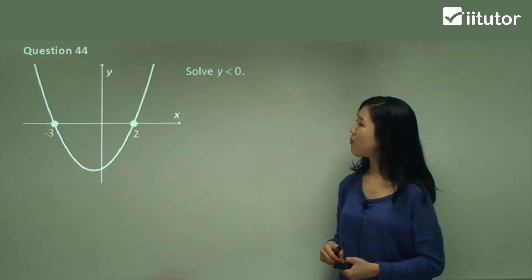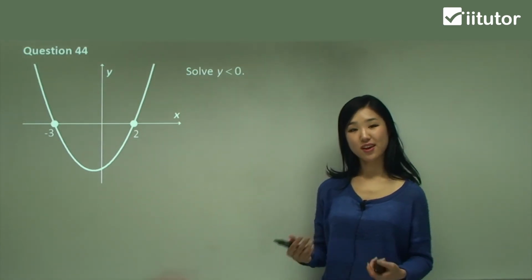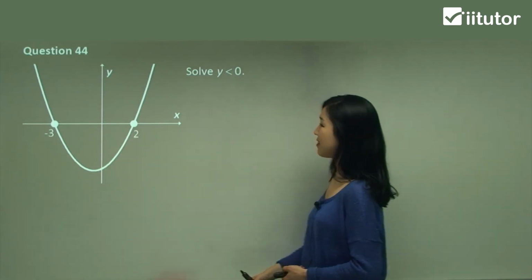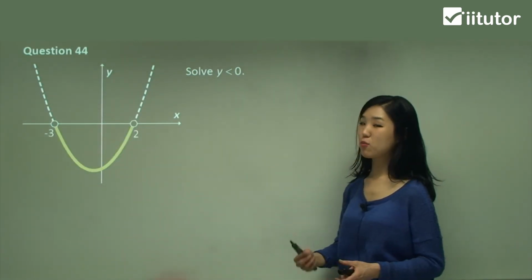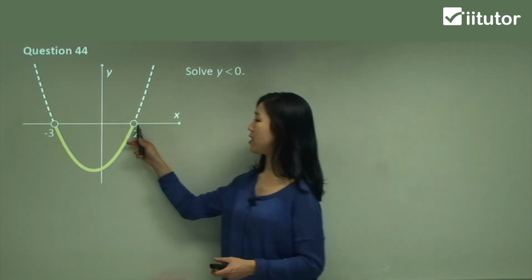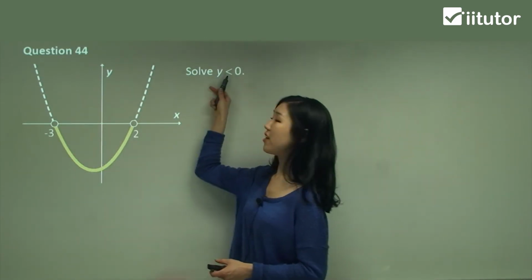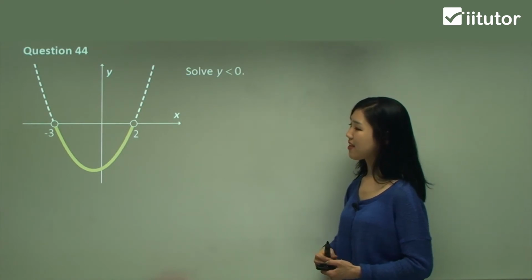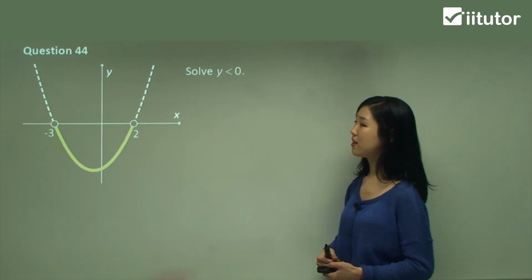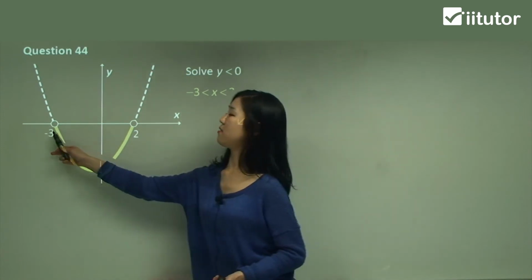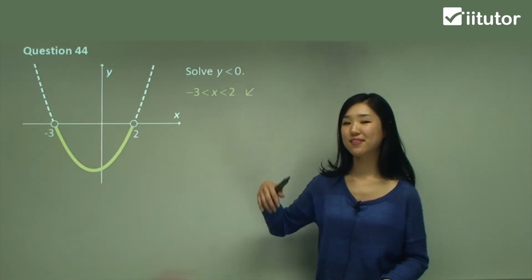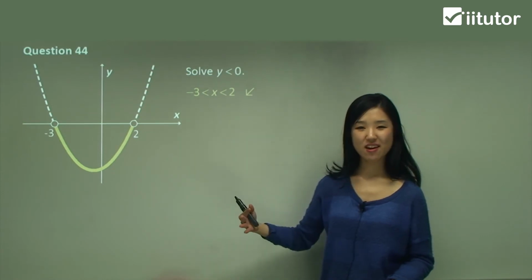44. Solve y is less than 0. Okay, less than 0 is anything below the x-axis. So this part there. And make sure we're not going to include those points, these points, because it's not equal to. So I'm going to keep it hollow. Therefore the x values that satisfy it must be between this point and this point. So x is greater than -3 but less than 2. Get the pattern now, guys?